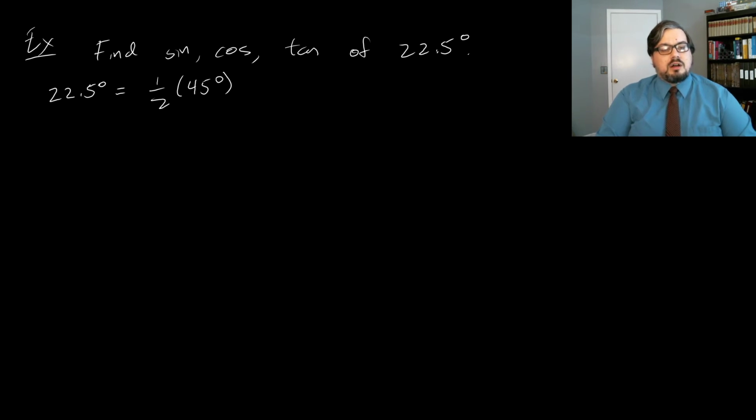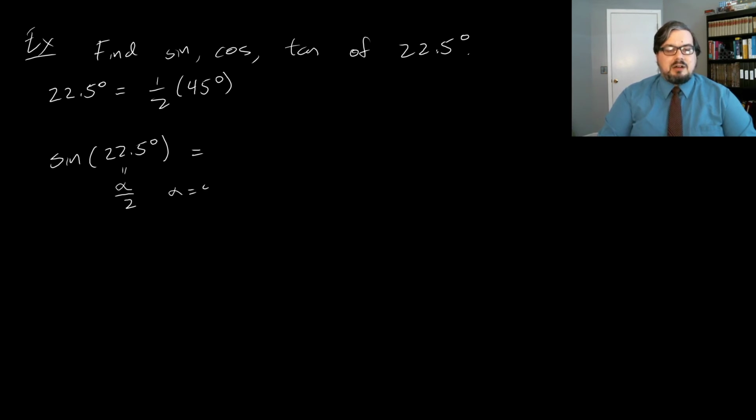So our solution, if we want sine of 22.5 degrees, well, here 22.5 degrees is behaving as alpha over 2, where alpha is 45 degrees. So, based on the formula before, we have that sine of 22.5 degrees is equal to plus or minus the square root of 1 minus cosine of 45 degrees over 2.